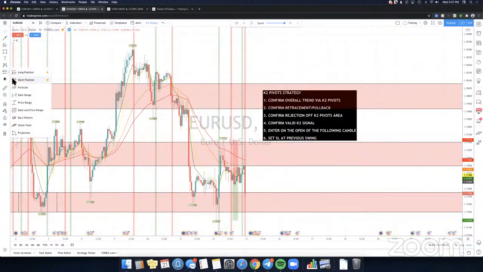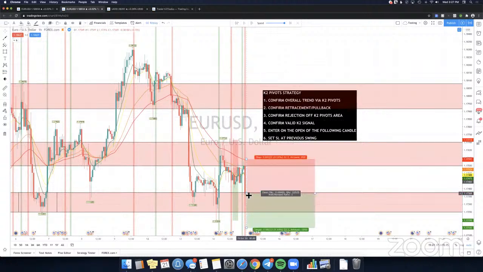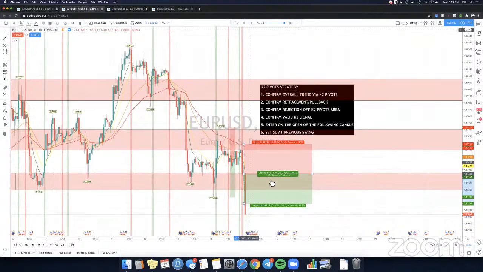We do the same thing again: enter on the open of the following candle. Our stop loss is going to get placed at the previous swing, which would be right here. And then we let that run. And obviously you hit full TP. So if you took both of these entries or just took one, both of them would have hit full TP.